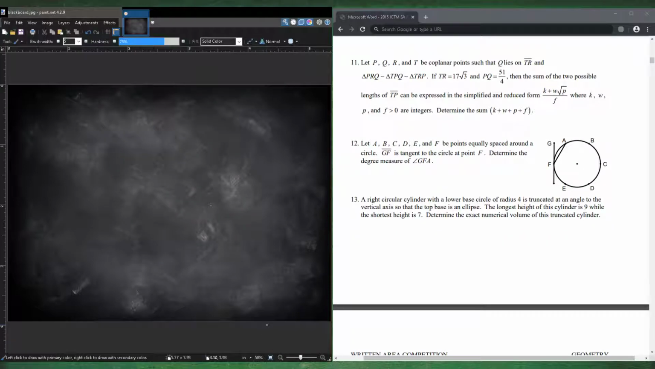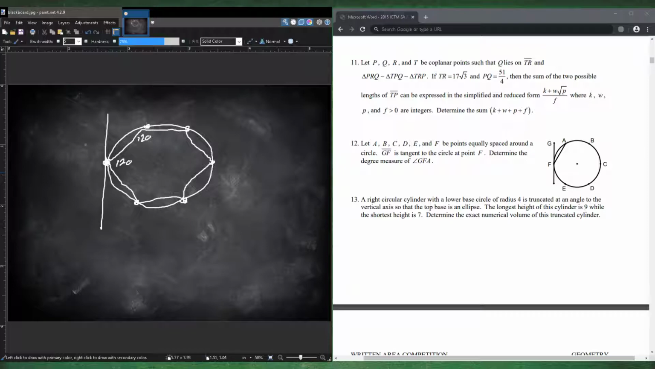Number 12. Let A, B, C, D, E, F be equally spaced around a circle. GF is tangent to the circle at F. Determine the degree measure of angle GFA. So we have a line and also a circle. Not the best artist. So we have equally spaced points, 1, 2, 3, 4, 5, and 6. Since I counted 6 points, this is going to be a regular hexagon because they're equally spaced. So a hexagon's angles are 120 degrees, so all these are 120 degrees.